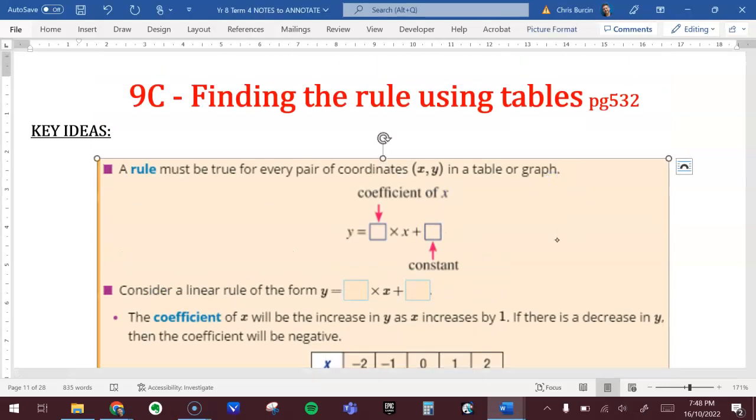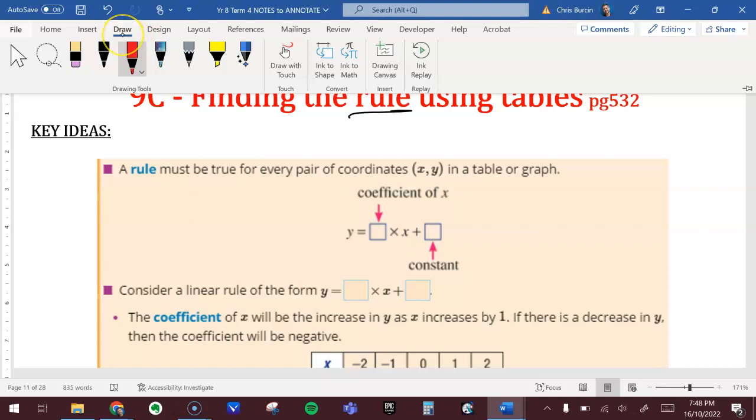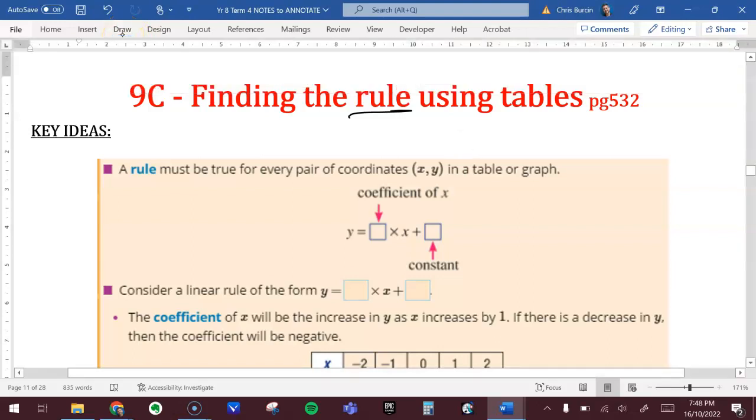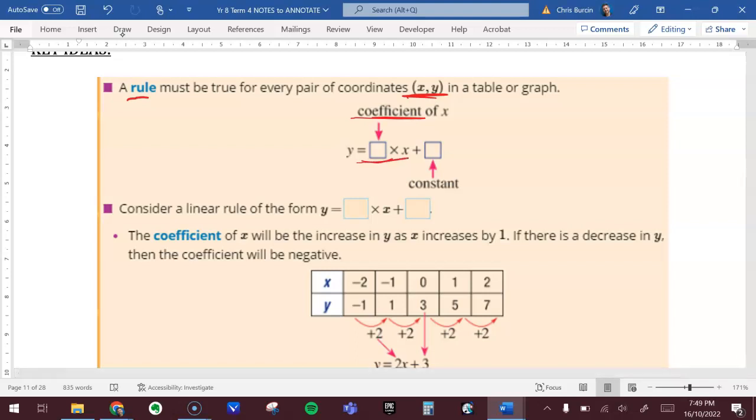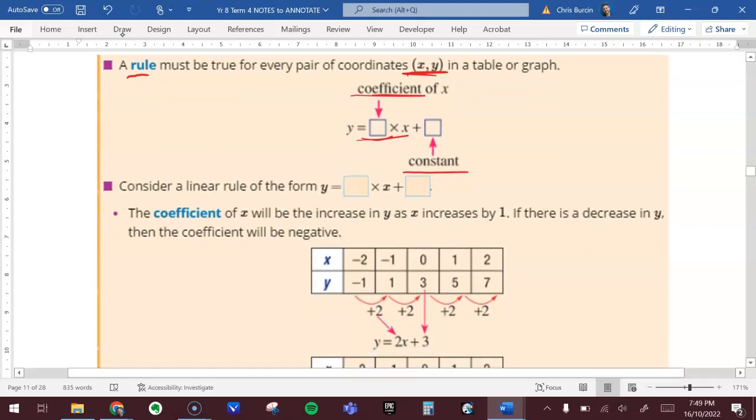All right, we are looking for the rule using the tables that we've been given. A rule has to be true for every pair of coordinates x, y in a table or a graph. The coefficient, remember, is the one that comes before a variable. So it's some number times x plus a constant, which is a number by itself.